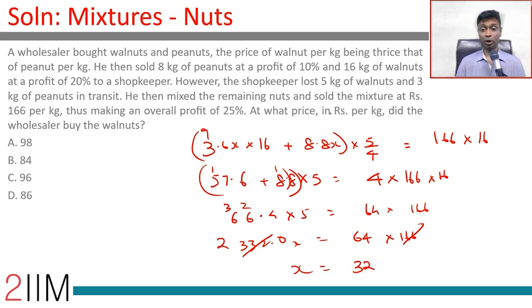At what price in rupees per kilogram did the wholesaler buy the walnuts? The price of walnuts is 3x, x is 32, 3x is 96. A tricky question because we're talking about two different things, two different profit percentages, two different quantities, and then something goes wrong, and then there's the remaining he sells at a price to get to a profit.